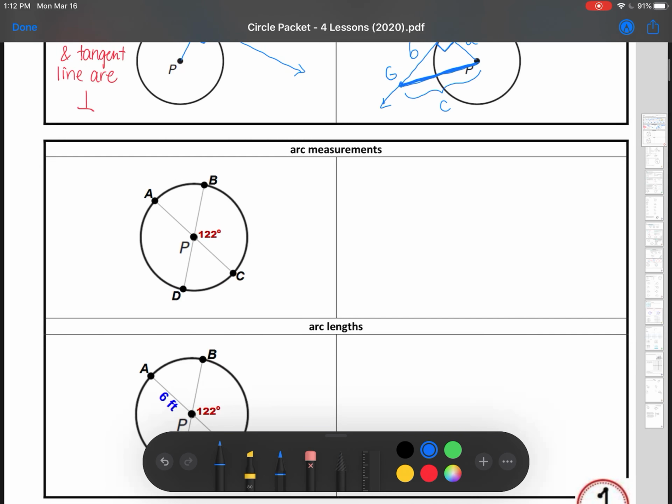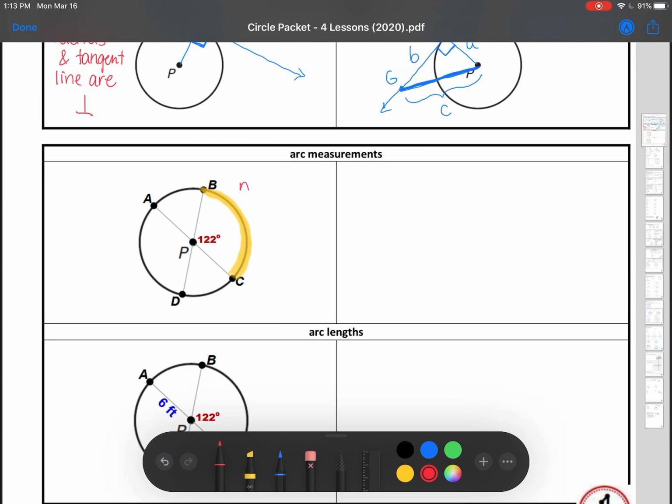Arc measurements. All right, so if we were looking at arc BC right here, arc BC. Now that definitely has a length, even though it's sort of a curvy length, but what I want to talk about is its measurement. We say that the measurement of that arc, and we write it like this, the measurement of arc BC, we actually measure it in degrees. And do you see this angle in here from B to P to C, angle 122? The 122 degree angle is called a central angle, and we use that to define the measurement of our arc. So that's a 122 degree arc, if you're talking about its measurement.